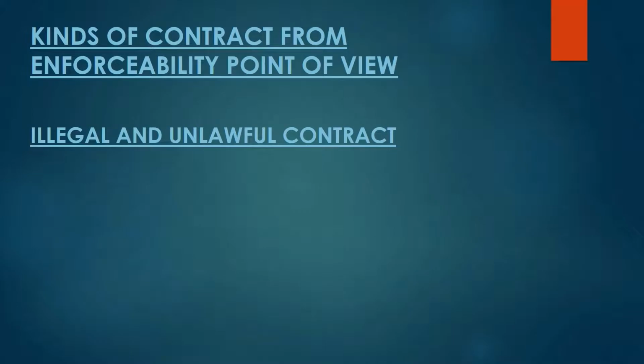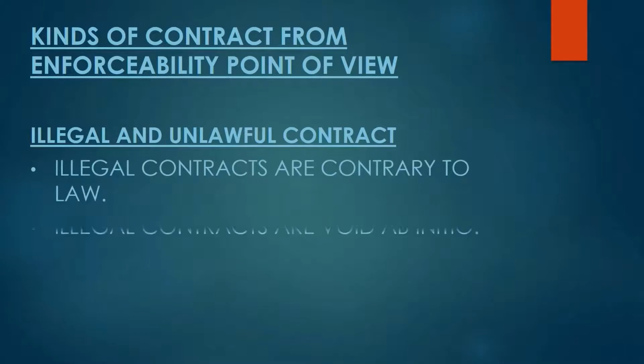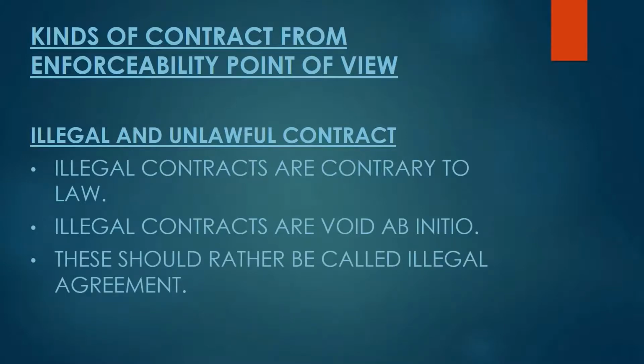Now, what are illegal and unlawful contracts? Illegal contracts are those contracts which are against the law. In fact, these should not even be called contracts because such contracts are void ab initio. That is, these are void from the very beginning. They are merely agreements which never got any legal enforceability, right? How can an illegal agreement get a legal enforceability, right?